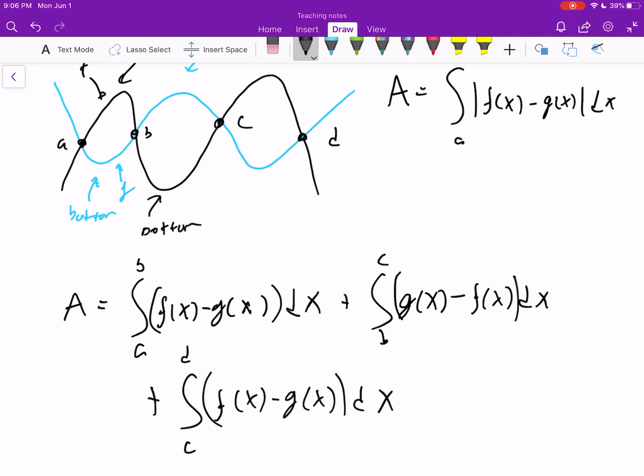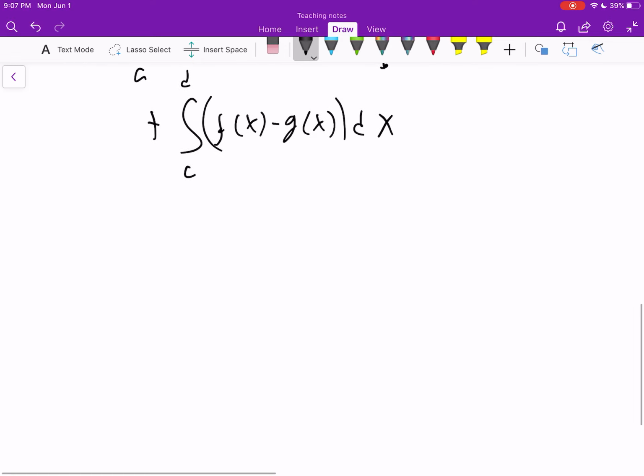If these functions have an intersection point that is not the bound of your integral, so somewhere in between your integration bounds, the curves intersect, they probably change places at that point. So just make sure that you're drawing these while you're working out these problems.